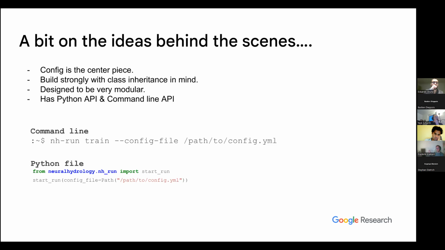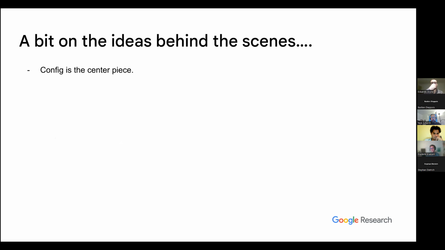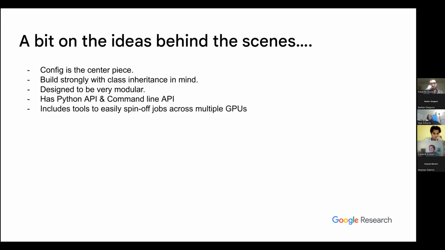Then you can train your model in two different ways. We have an API from the command line, so you can just train the model without opening a Python file, just pointing to the YAML file that defines the experiment, or you can integrate everything into a larger Python script and also call our Python API. And the last thing is we also have support, if you have access to a cluster, for easily setting up experiments that run on multiple GPUs. All this kind of stuff is already implemented.